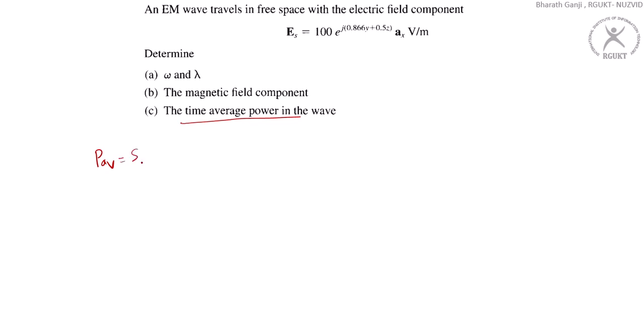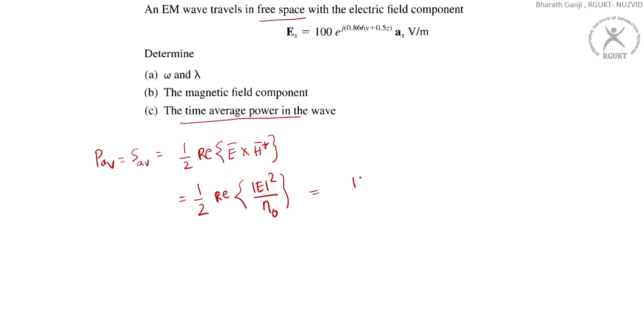in any case the time average power, sometimes we use this average convention, right? So it is nothing but half times the real part of E cross H conjugate is what we have to do. Of course, we have the expressions for electric and magnetic fields. Because the wave is traveling in free space, you can write this as half times the real part of modulus of electric field square divided by eta naught, because eta naught is a real number and E square is also a real number. So this basically ends up with modulus of electric field square divided by 2 times eta naught, the intrinsic impedance.